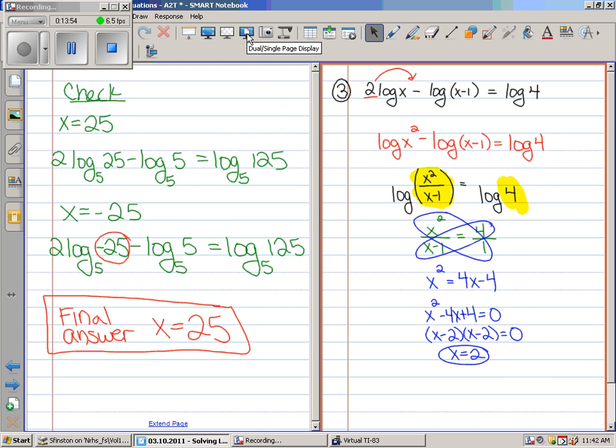X equals 2. Now let's take a look at the original problem. If you tried to plug 2 in, would you get a negative in any of the resultant spots? No. So you're good to go. That's your final answer.